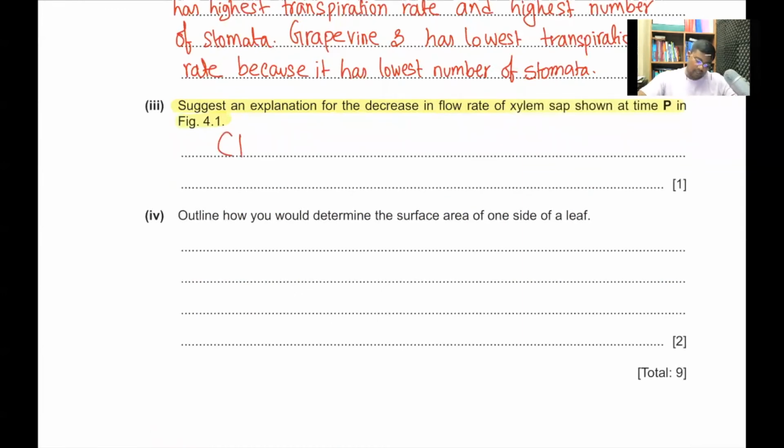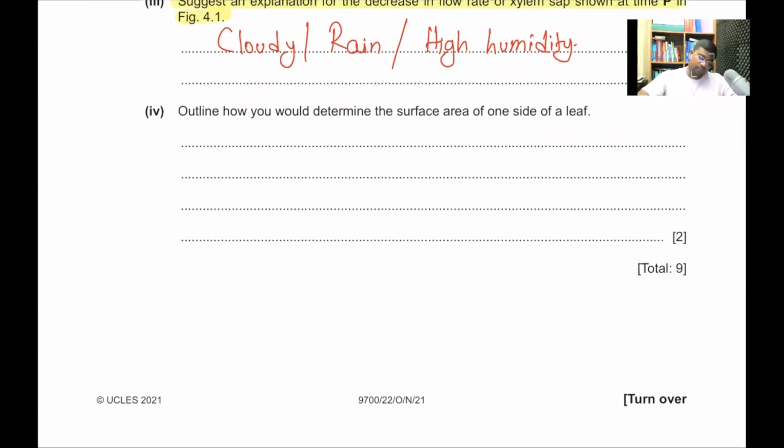So we can write down, maybe the situation was cloudy, maybe there was rain, or we can write there was high humidity. Since the question says suggest, any of this answer will be accepted.